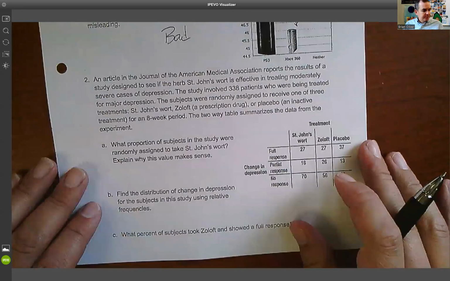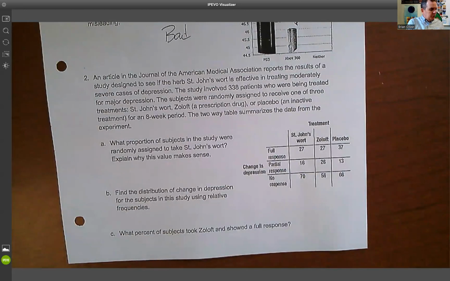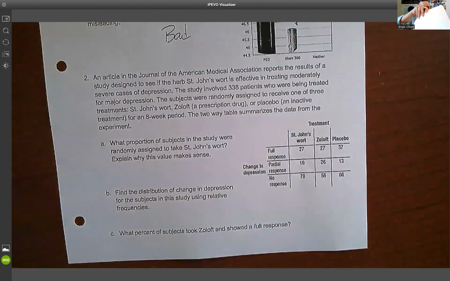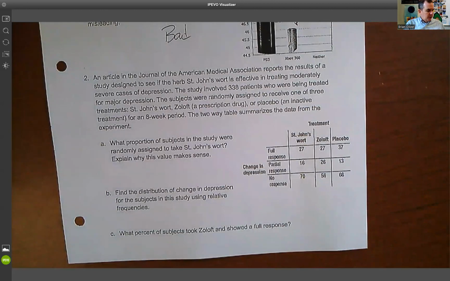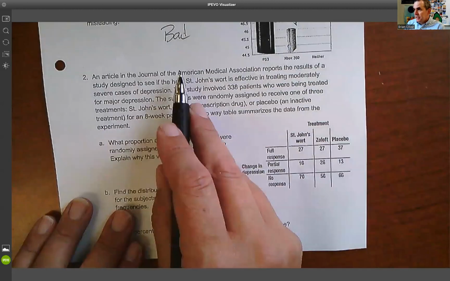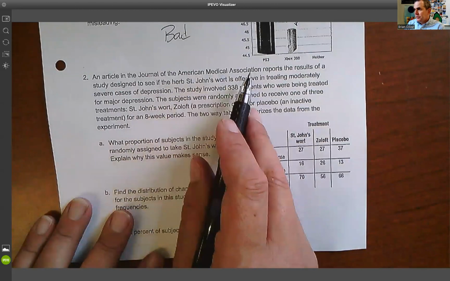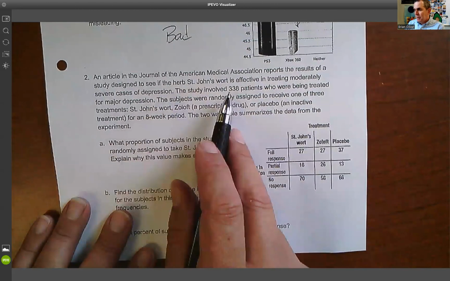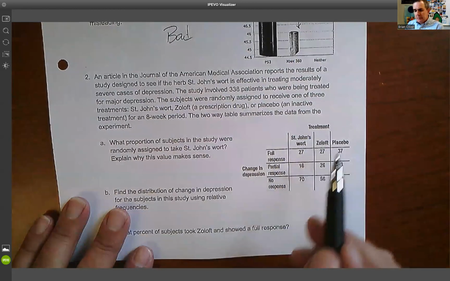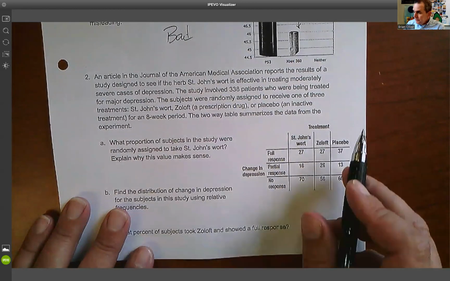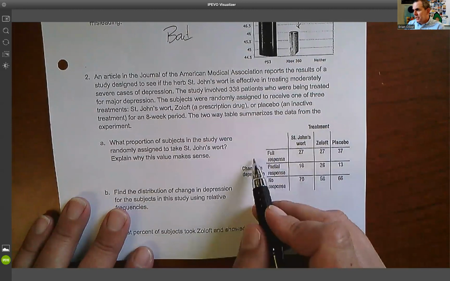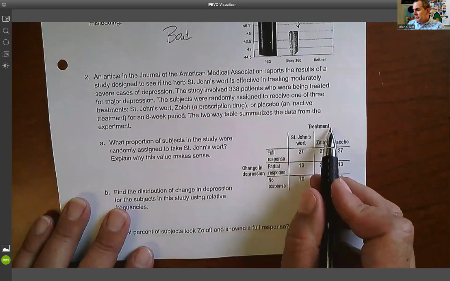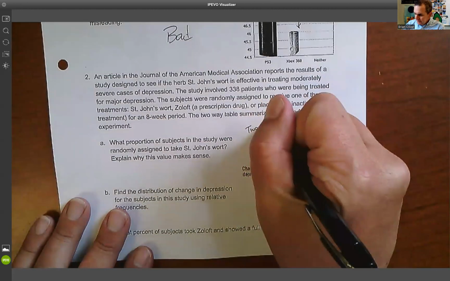Okay, let's get down to the bottom. The bottom of this one is where we get into what are called two-way tables. We talked about this in class. We're going to do a little bit of an analysis of this two-way table. We're going to read it and see what we have here. In this case, the Journal of the American Medical Association did a study on depression, St. John's wort, Zoloft, and placebo. This two-way table gives me the change in depression as one variable and the treatment as another.